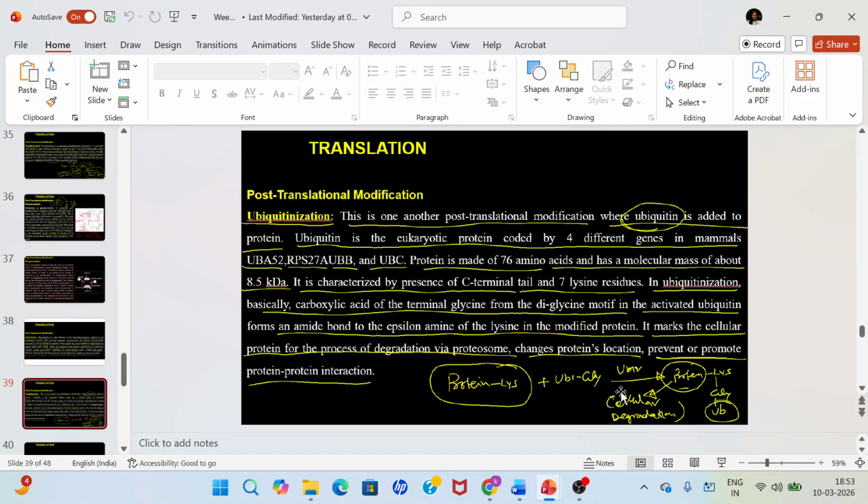So how does it happen? The characteristic feature of a ubiquitin is the C-terminal tail and 7 lysine residues. These are the characteristic features of any ubiquitin protein.